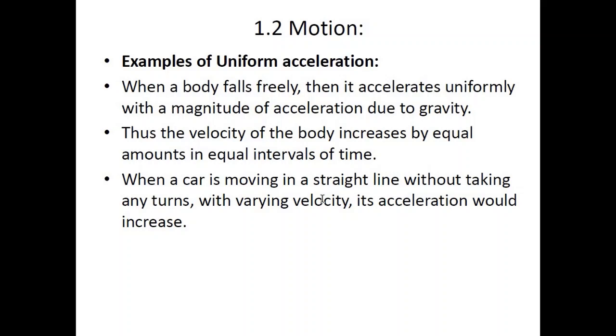Now, according to your syllabus, you need to know and be able to explain a few examples of uniform acceleration. So here they are. When a body falls freely, then it accelerates uniformly with a magnitude of acceleration due to gravity. Hence, the velocity of the body increases by equal amounts in equal intervals of time. And secondly, if a car is moving in a straight line without taking any turns with varying velocity, its acceleration would increase uniformly.